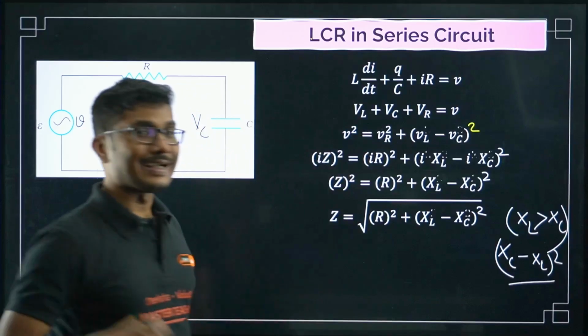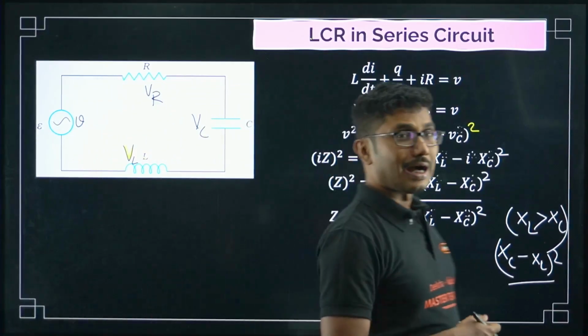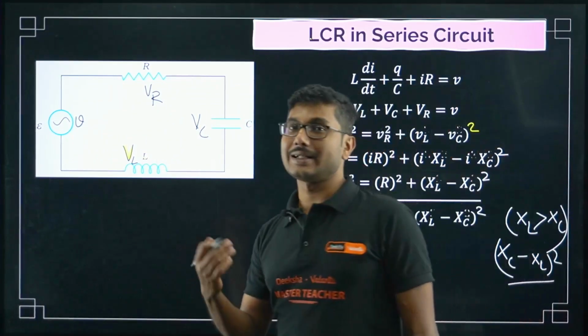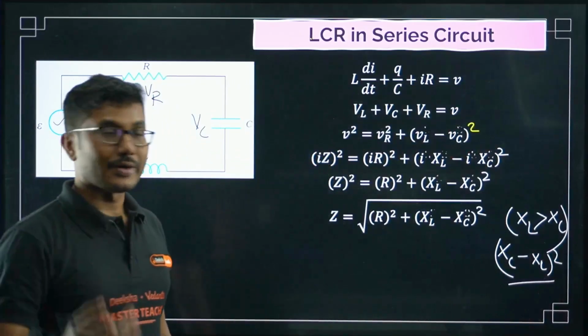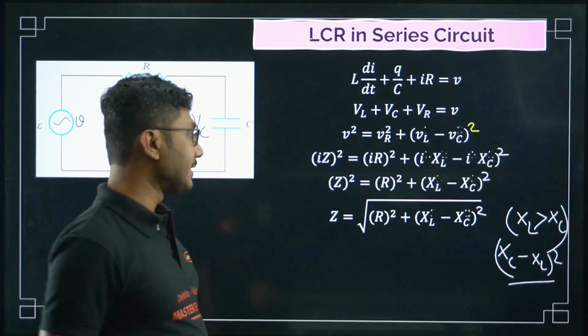If XL is greater than XC, the circuit is said to be inductive. If XC is greater than XL, then the circuit is said to be capacitive. Based on that, different forms appear. We will see that in a while.